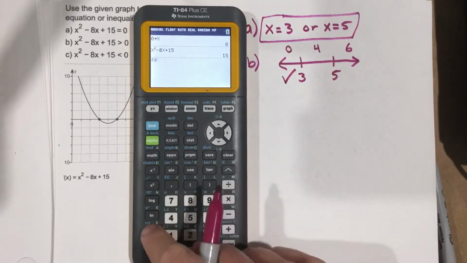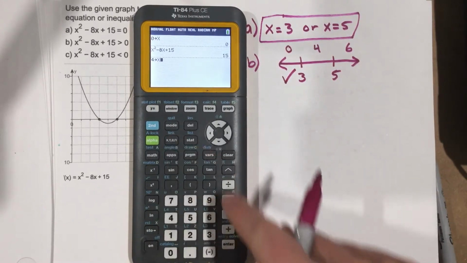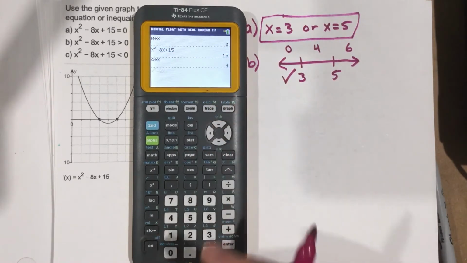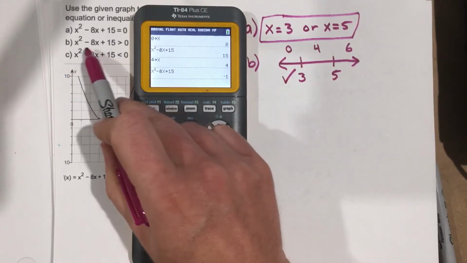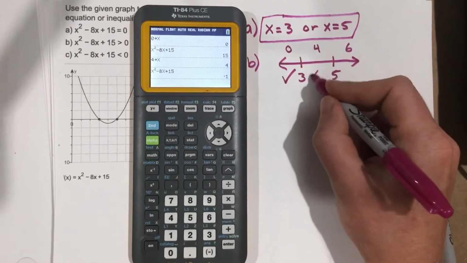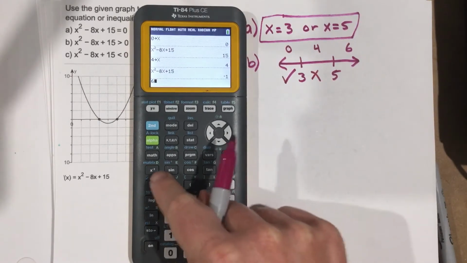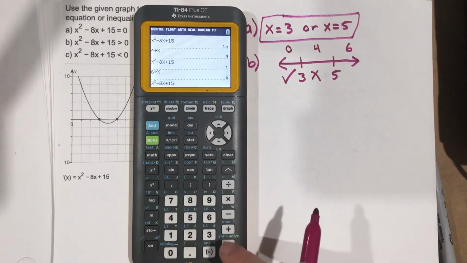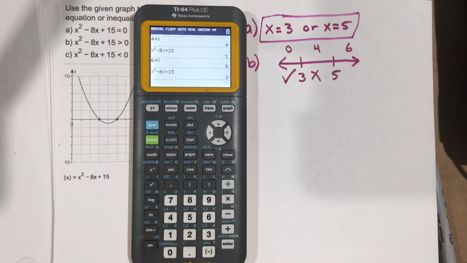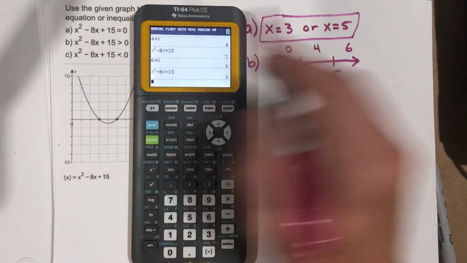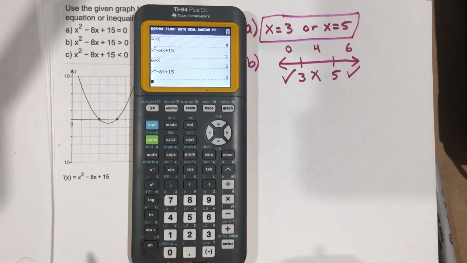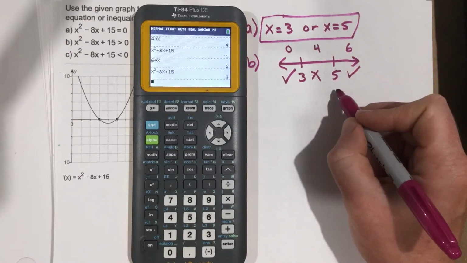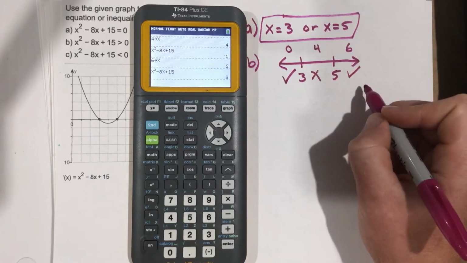And then we plug in 4 stored as x. And then we grab that function. And we get negative 1. Is negative 1, right, greater than 0? No. And then we plug 6 in, store it as x. And we end up with 3. Is 3 bigger than 0? Yes. So our solutions are going to go from negative infinity up to 3, and then from 5 to infinity.